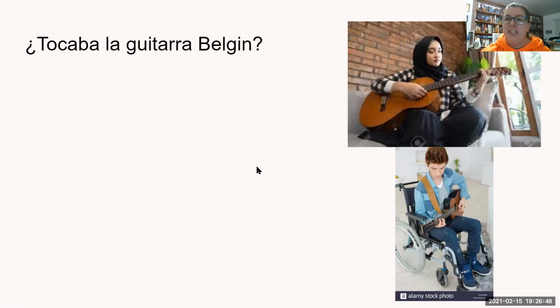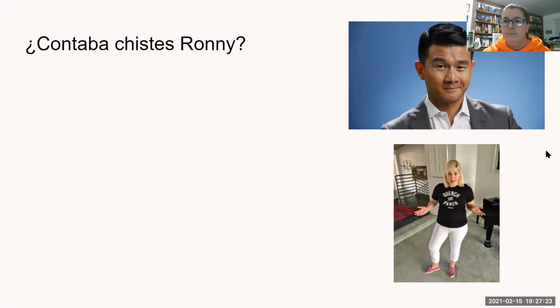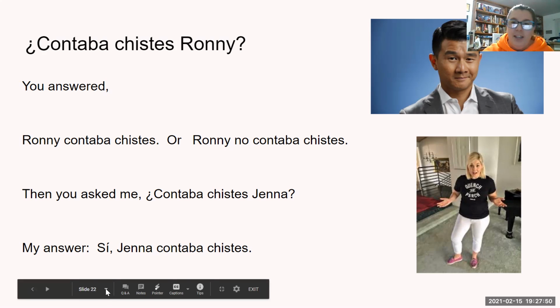So here we have Belgen and Ignacio. ¿Tocaba la guitarra Belgen? Belgen tocaba la guitarra? Belgen no tocaba la guitarra. Oh, I need to put my no in there, don't I? Now you asked me, ¿tocaba la guitarra Ignacio? Or you asked me, ¿tocaba la guitarra él? Sí, Ignacio tocaba la guitarra con frecuencia. ¿Contaba chistes Ronnie? Ronnie contaba chistes? Ronnie no contaba chistes. ¿Contaba chistes Jenna? Sí, Jenna contaba chistes.